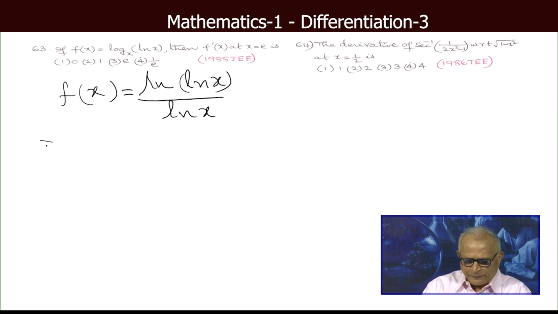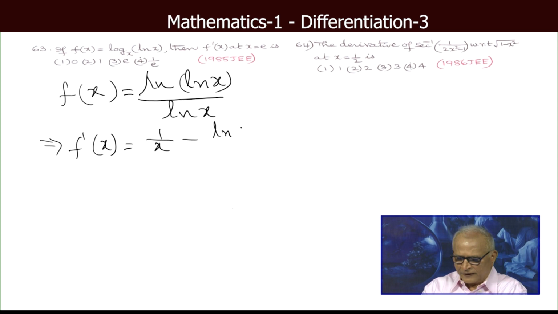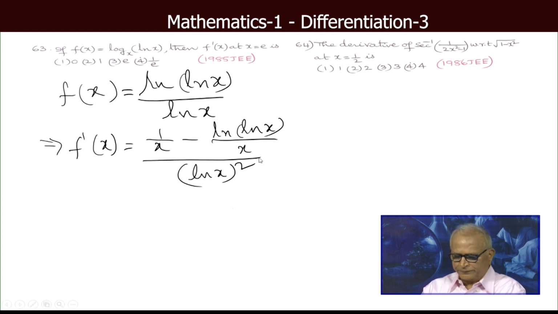So, f dash x is, by the quotient rule, ln x into derivative of ln(ln x), which is 1 by x ln x, minus ln(ln x) into derivative of ln x, which is 1 by x, all by ln x whole square. I simply applied the quotient rule. ln x into 1 by x ln x is 1 by x, minus ln(ln x) into 1 by x, by ln x whole square.